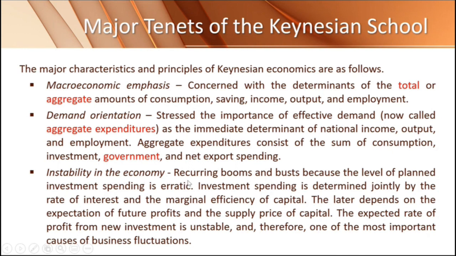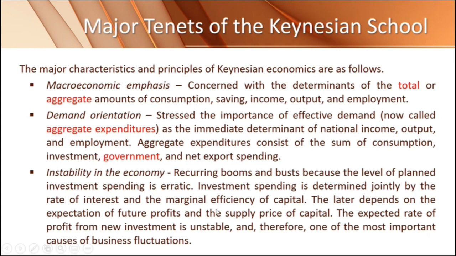Instability in the economy, from this Keynesian school of thought, is reoccurring boom and bust because the level of planned investment is erratic. I mean, planned investment goes up and down very fast and a lot. Investment spending is determined jointly by the rate of interest and the marginal efficiency of capital. Okay. Mostly people will only think that it's determined by the rate of interest, right? As in your macro also, right? You say that investment is determined by interest. So if you have a negative relationship, therefore the investment curve is sloping down, right? So a higher interest rate is associated with higher borrowing costs, so you discourage investment, so investment will decrease, right?